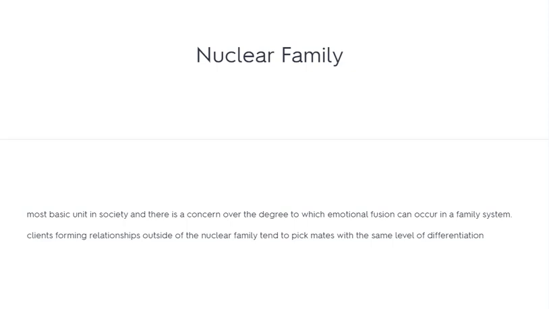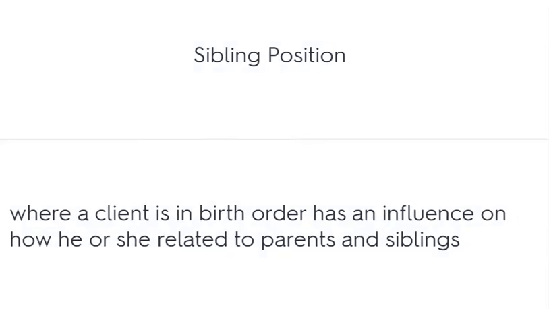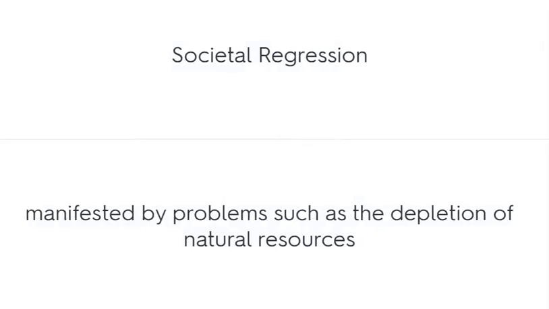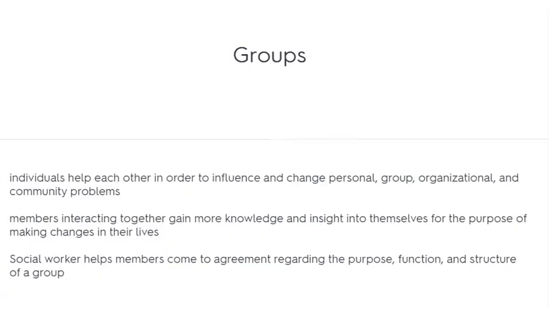Clients forming relationships outside of the nuclear family tend to pick mates with the same level of differentiation. Sibling position. Where a client is in birth order has an influence on how he or she relates to parents and siblings. Societal regression. Manifested by problems such as the depletion of natural resources. Groups.